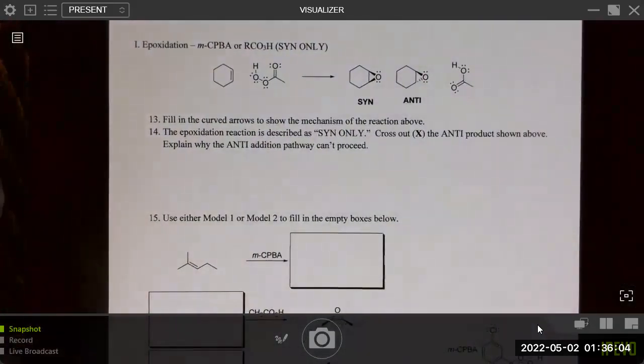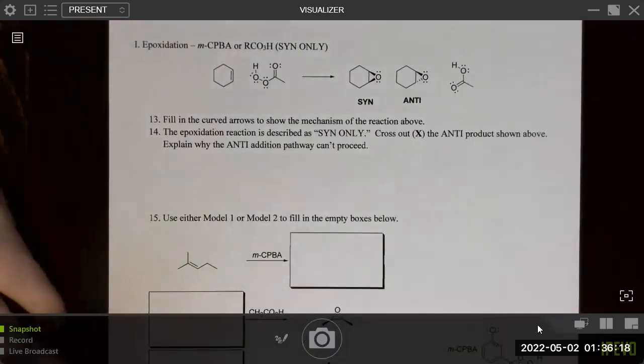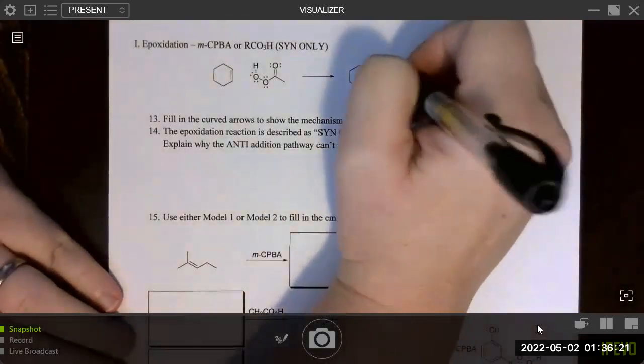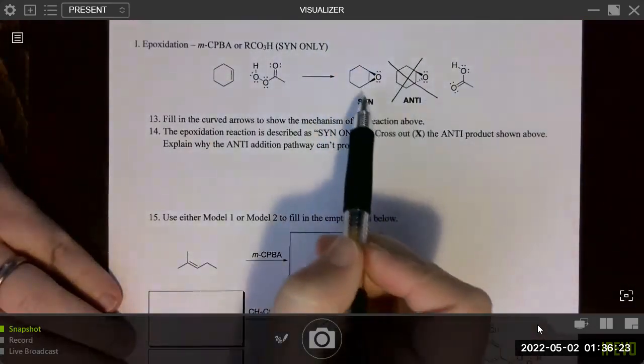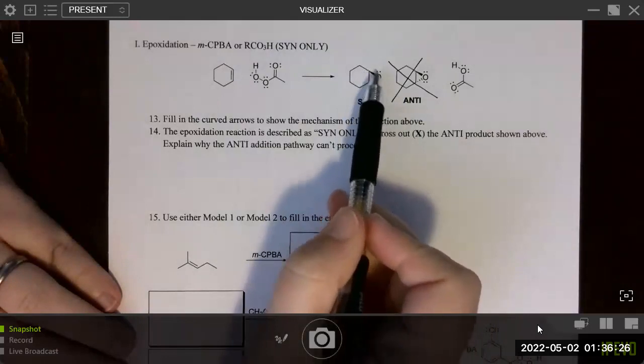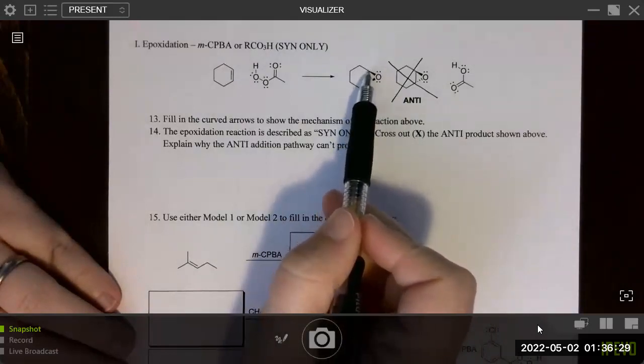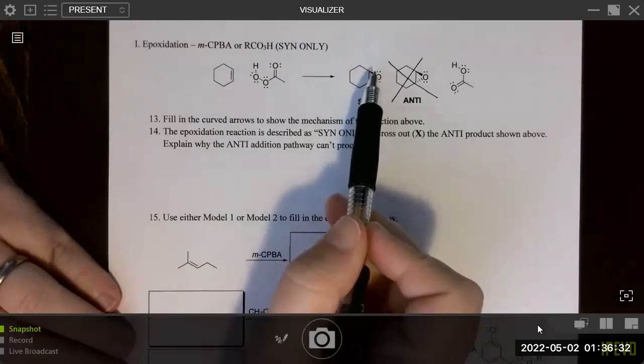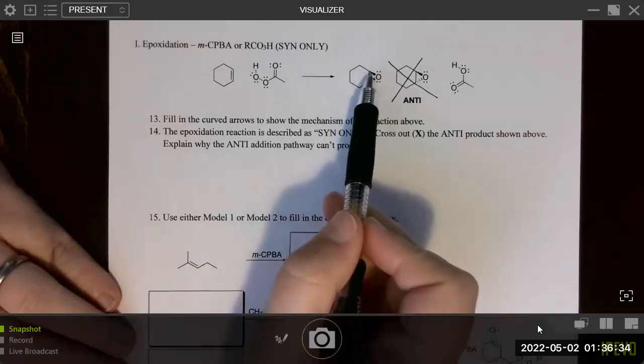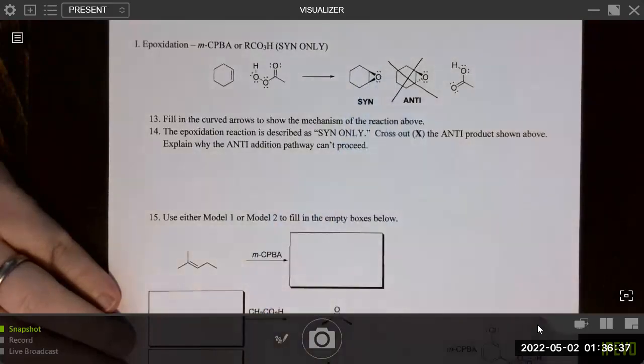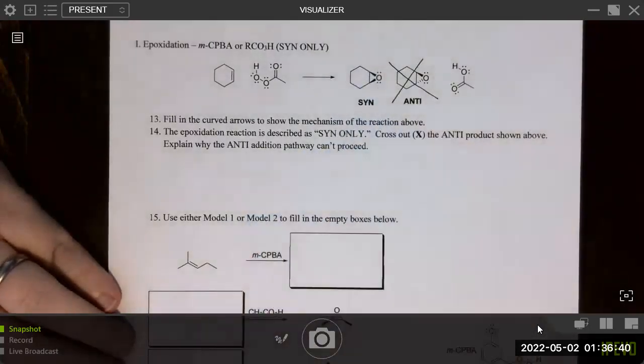Epoxidation. So we are going to start off with the first step of the anti-dihydroxylation reaction, which is epoxidation. And epoxidation actually undergoes syn addition. So we don't get the anti-product. It's just impossible because of the size of the ring. It's a very small ring for the oxygen to be simultaneously attached to one side of the ring and the other side at the same time. So it has to be on the same side. So either both up or both down.